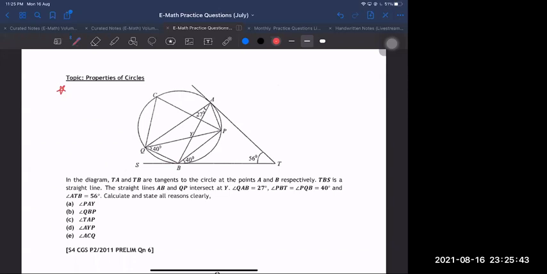So for PAY, we need to find what this angle is. Now you can just see the butterfly. There's a butterfly here.